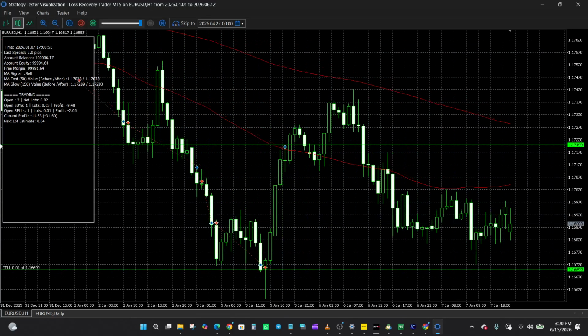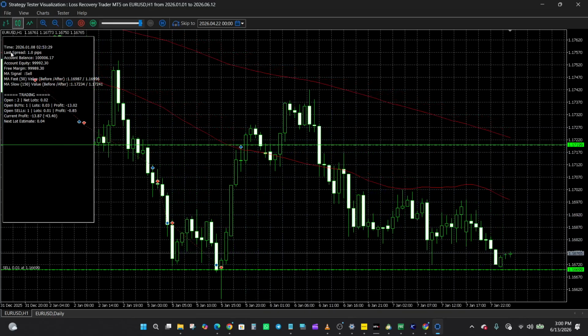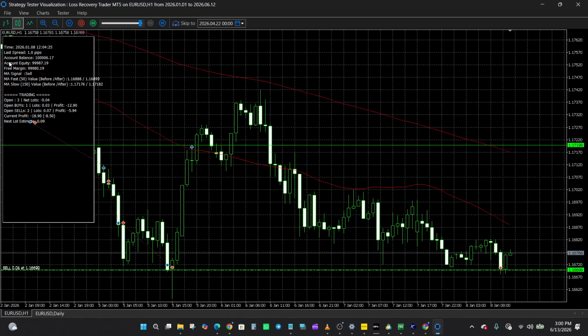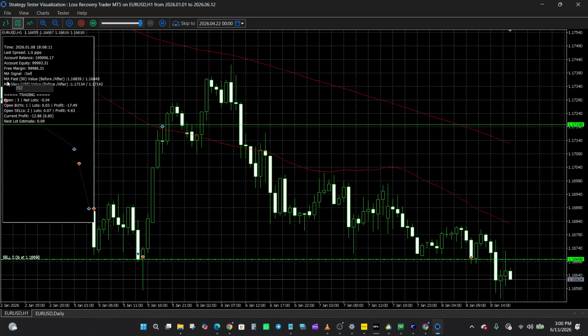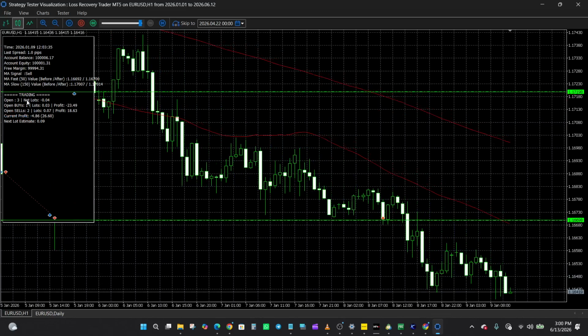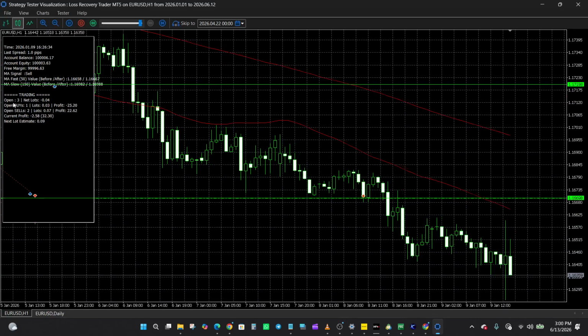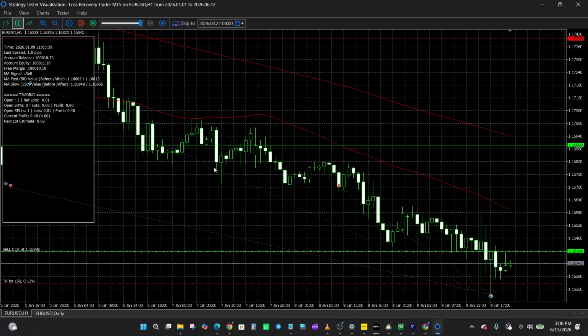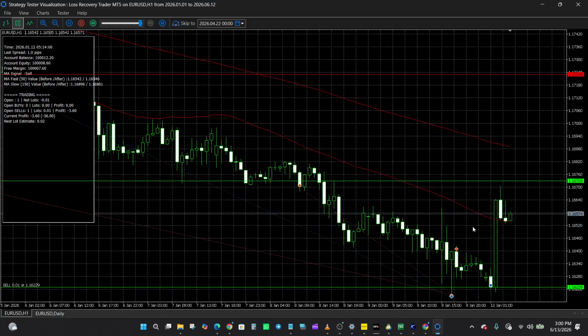We can see the dashboard here, and it shows us time, last spread, account balance, account equity, free margin, the MA signal, MA fast, MA slow. You can see these values here. And then for the trading, we can see open buys, open sells, and all of that. We can see the EA in action.